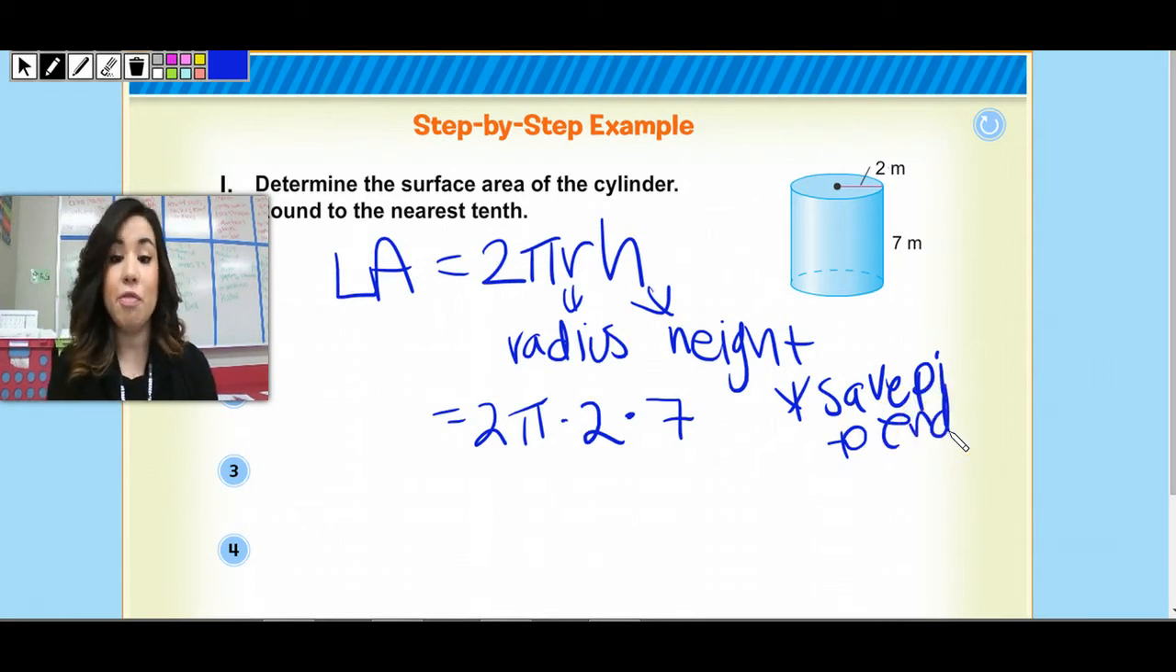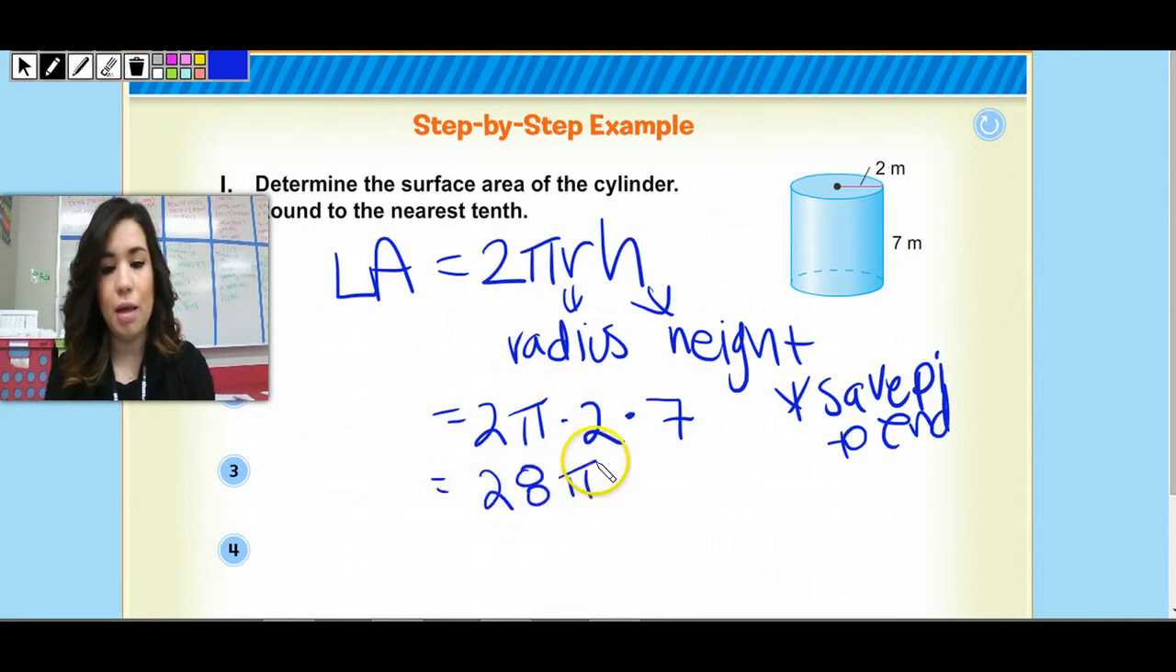Then from there I need to do my numbers first. So I can do 2 times 7, I know that's 14, and 14 times 2 gives me 28. So I have 28 pi. Sometimes they'll leave it like this, but more than likely they'll actually continue to solve this.